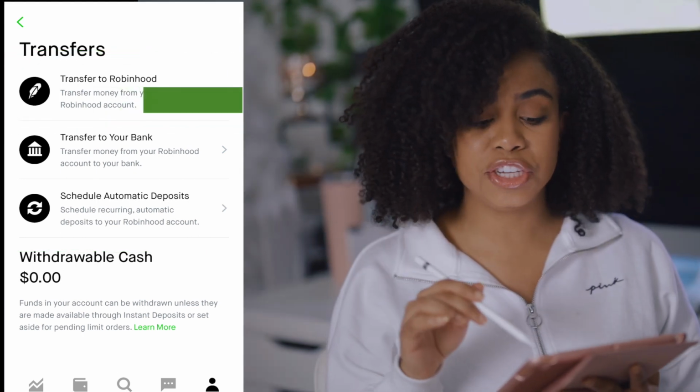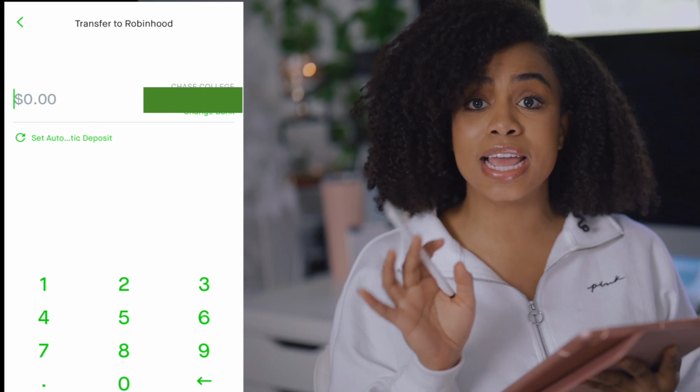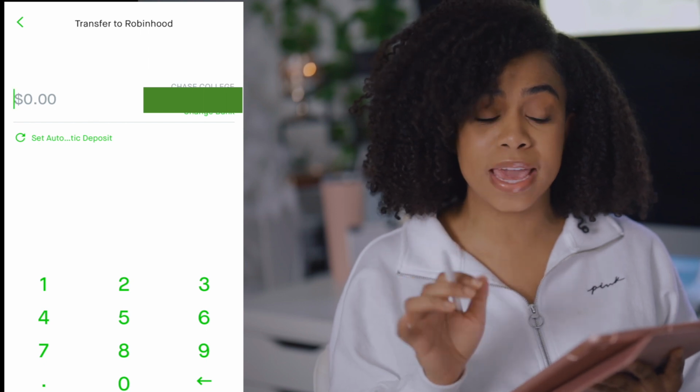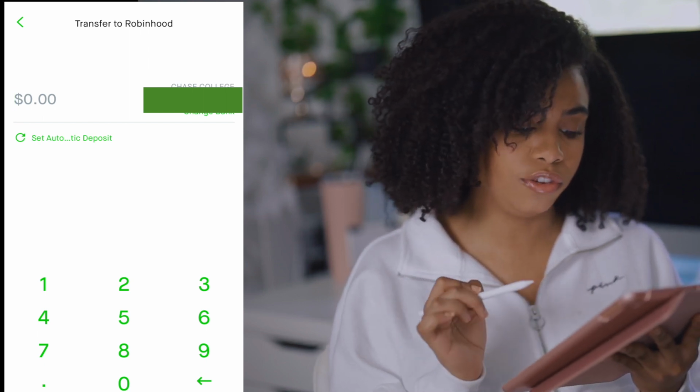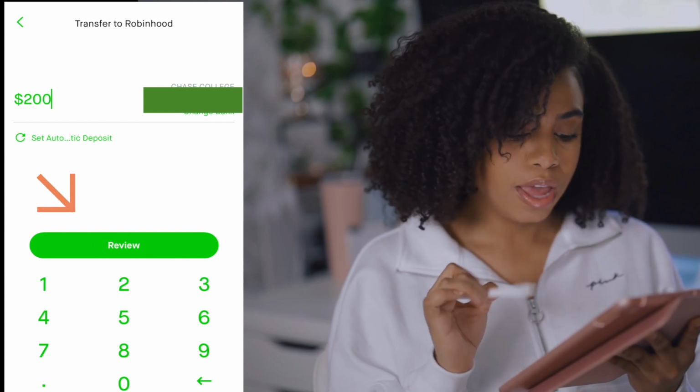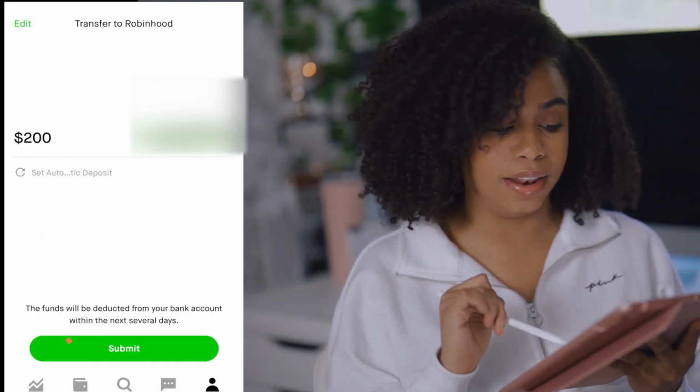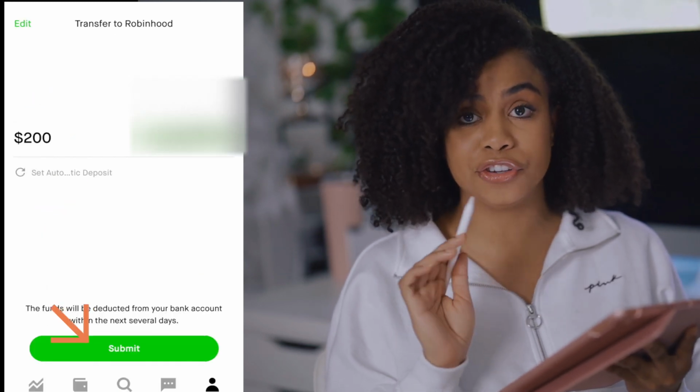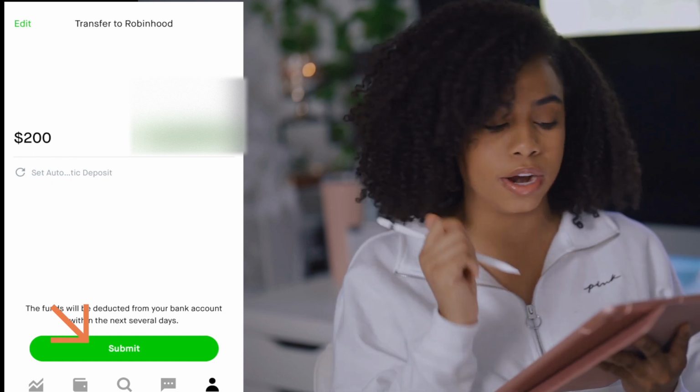So when you're first starting out, you want to click on transfer to Robinhood. So I already have my Chase Bank set up here. So if I want to send $200 from my bank, I would type $200, hit review, and then hit submit. Now I'm going to cancel this transaction just so you guys know how to cancel it if you want to know how to do that.